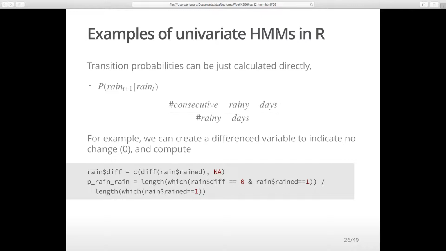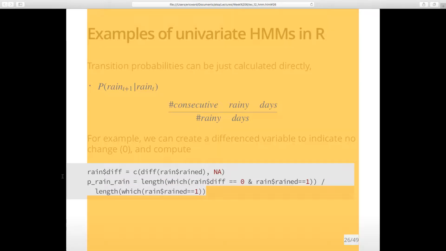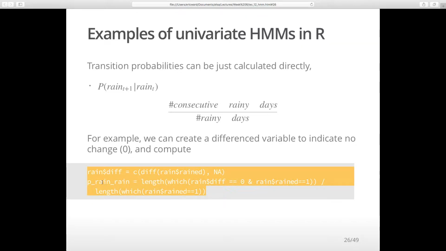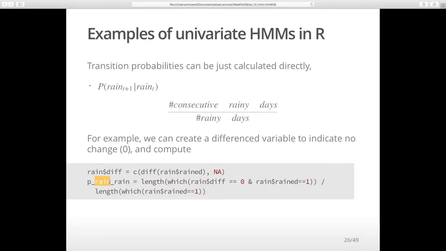So we can calculate the probability that it rained at time step t+1, given that it rained at time t, by just taking the total number of consecutive rainy days divided by the total number of rainy days. And so for this case, we can create this difference variable to indicate no change, and then just calculate this in one line of our code, which gives us the probability that it rained at time t+1, given that it rained at time t.